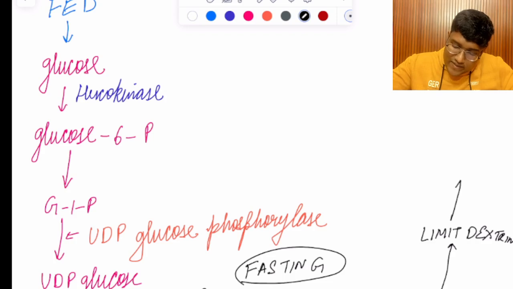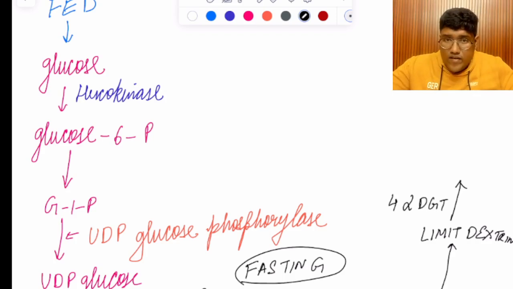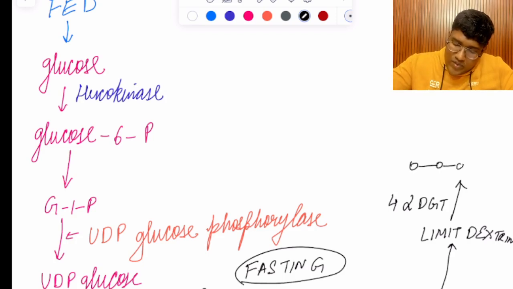And limit dextrins are being broken by 4 alpha DGT. Okay, we'll talk about this enzyme. So 4 alpha DGT is going to break them into a simple glucose molecule. Let's just say it's going to break them into something where we can just see an alpha 1,6 and alpha 1,4.